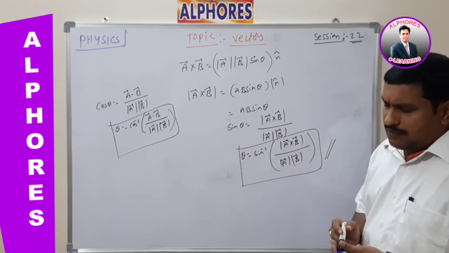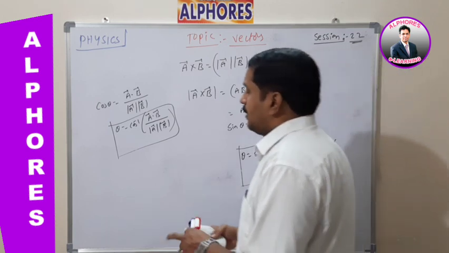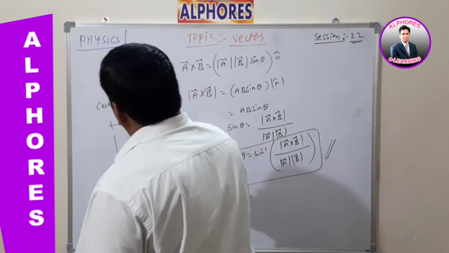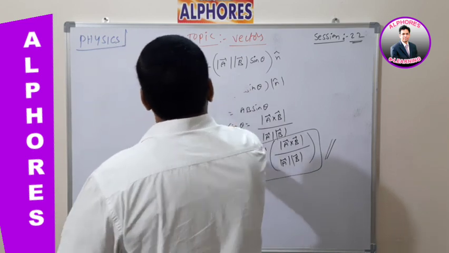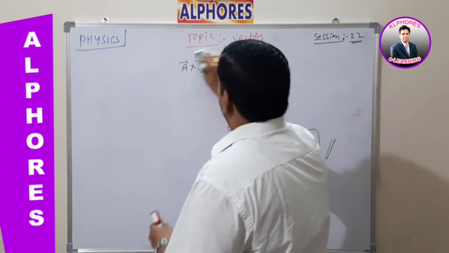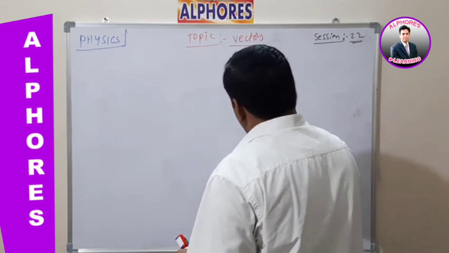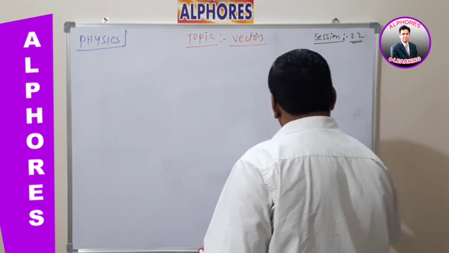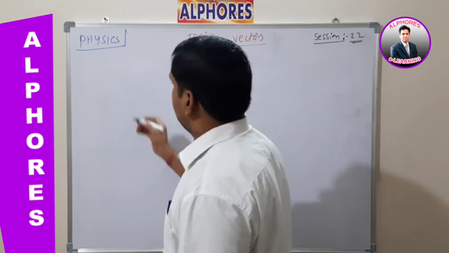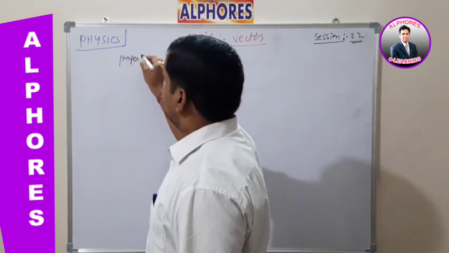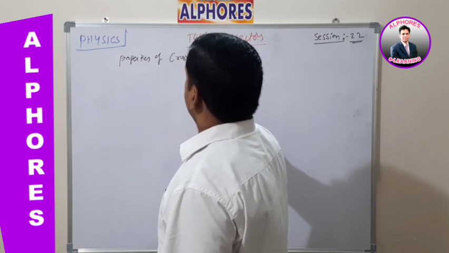Now, after that I have to go with applications, like the properties of this cross product. Yesterday I already completed two or three properties. Again I have to explain today also. Now listen carefully, because these are continuous topics. So all of you listen carefully. Properties of cross product.